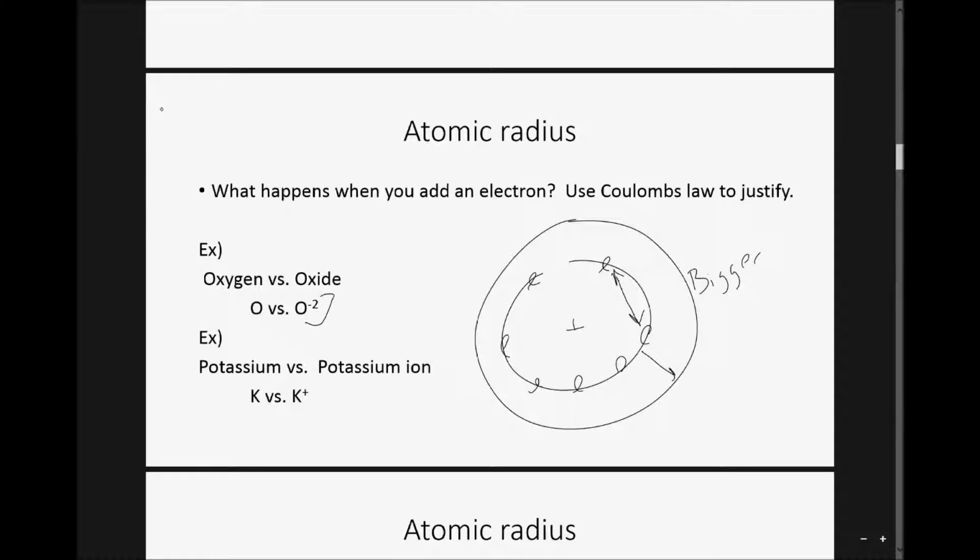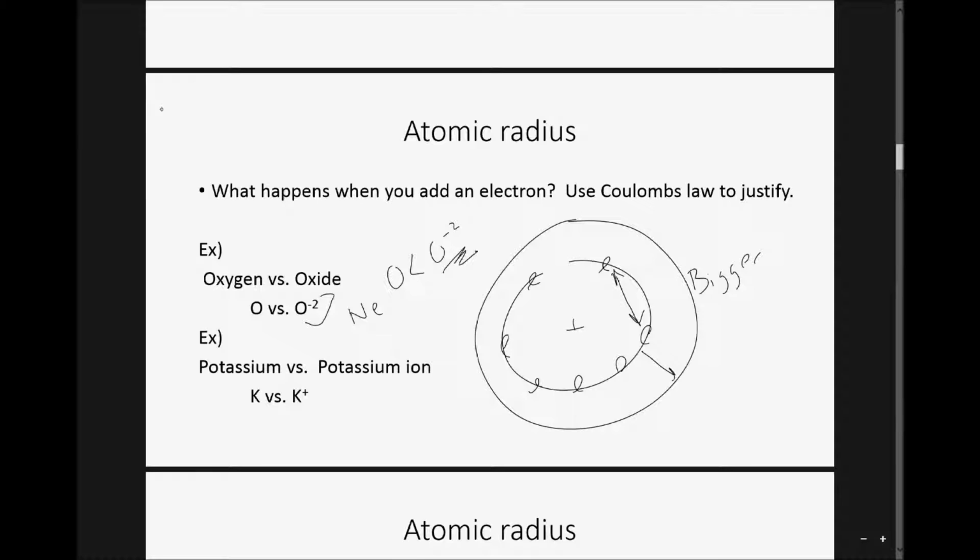Again, this is isoelectronic with neon. So it's just full at this point. We aren't opening up a new energy level. So oxygen is going to be smaller than oxide because we add 2 electrons in the same energy level.